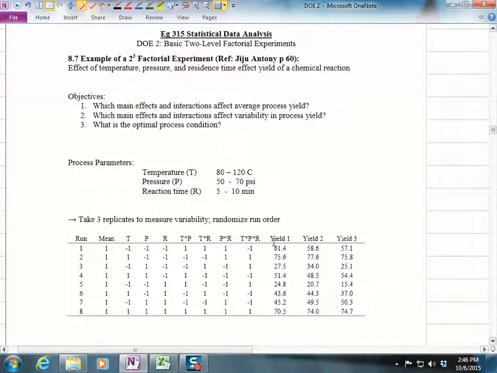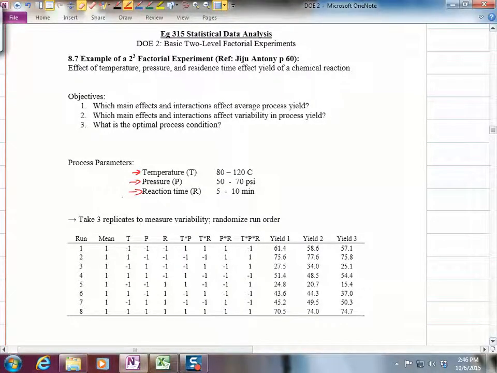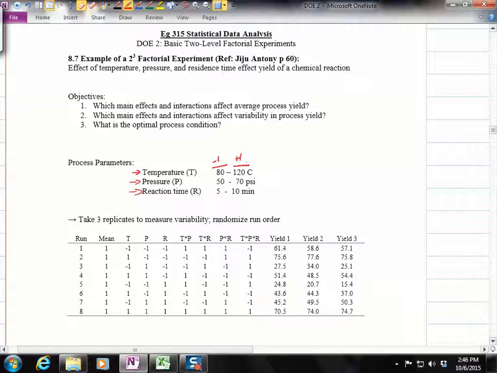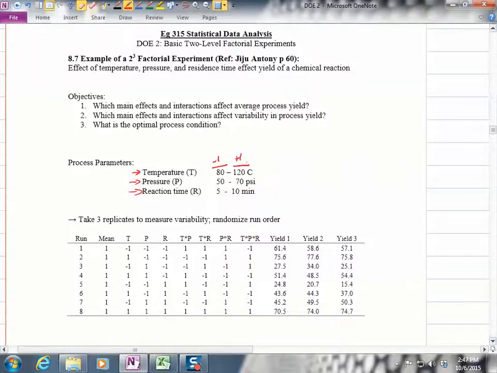This is a 2 to the 3rd factorial experiment, and we're going to see this tired example over and over and over again. So we're doing reaction stuff, and we're varying temperature, pressure, residence time, and we have low values and we have high values. So 80 degrees, that's the low value. 120 is the high value for temperature. And then for pressure and residence time, or reaction time, if it's a batch reactor, so how long we let the reaction go before we quench it and measure what's there.